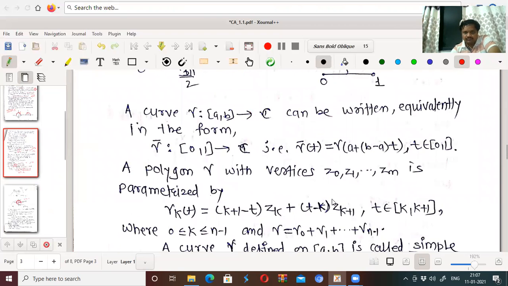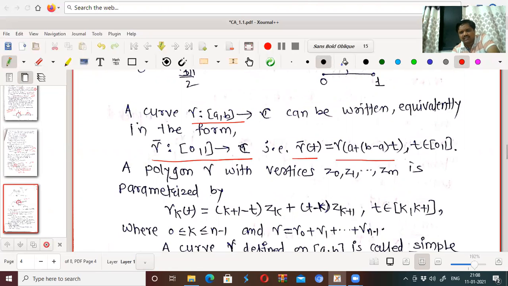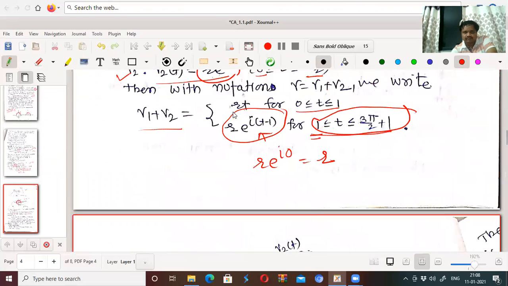Okay. Then, a curve gamma from a closed interval to the complex plane can be written equivalently in the form gamma bar, which is a mapping from 0, 1 to C. That is, gamma bar of t is equal to gamma of a plus b minus a t, t belongs to 0, 1. This curve can be written in this way also, because every such interval can be converted into another interval. The domain set can be converted, for example, like this.